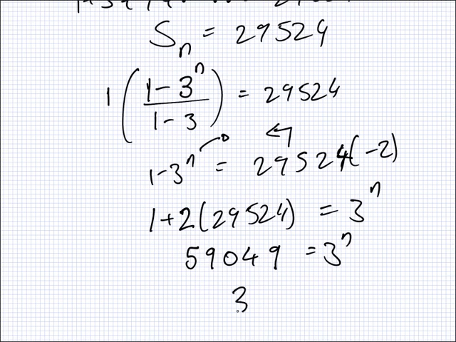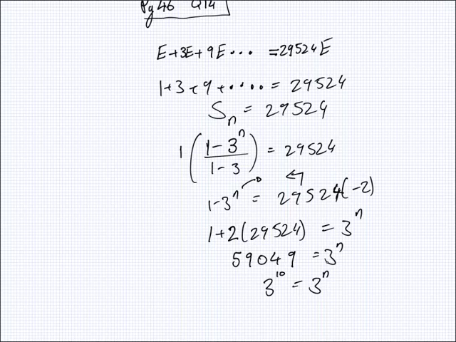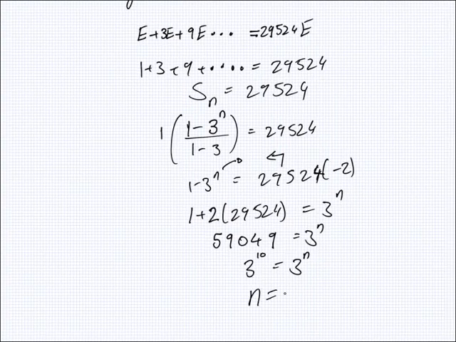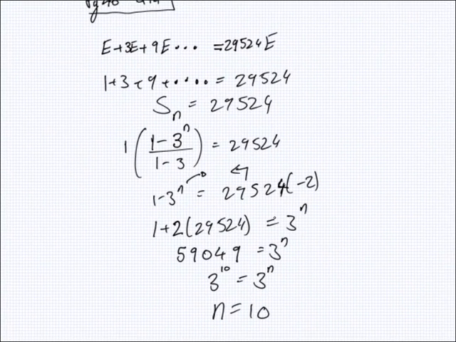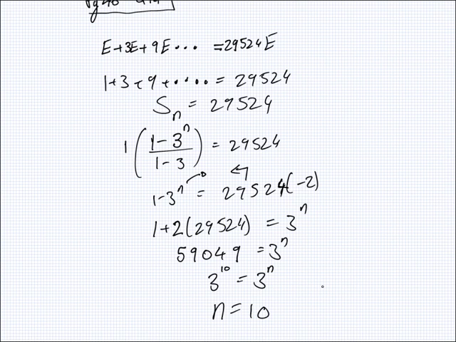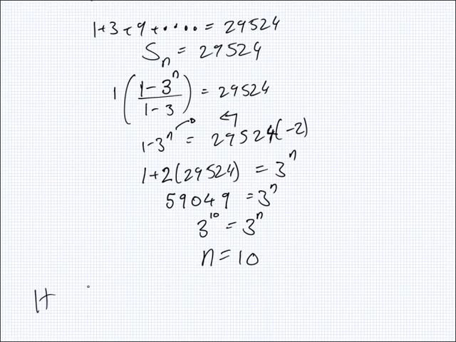This is 3 to the power 10, isn't it? Yes, it is. So n is 10. That means it takes 10 units of time: 10 processes, 10 steps in the sequence.